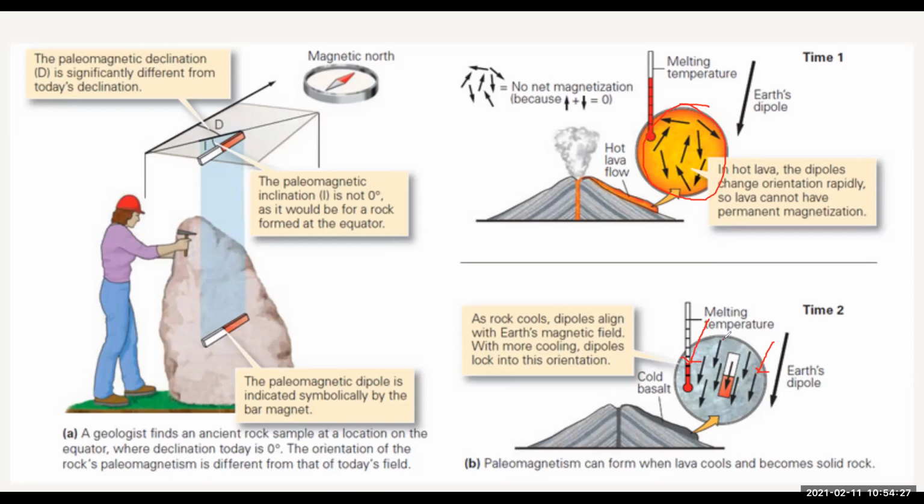Kasi once this crystallizes at na-orient na ng magnetic mineral natin yung sarili nila to the magnetic dipole of the Earth at that current time, hindi na mag-move yon. Okay? It will not move. Its orientation will not move anymore. So, kumbaga, solid na yon, or kumbaga, naka-create ka na ng pinaka-record. Okay? At that certain time, ito yung orientation ng magnetic dipole ng Earth.